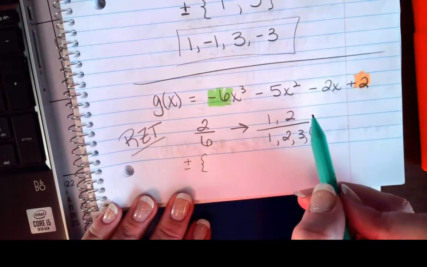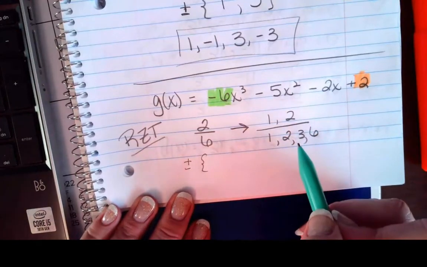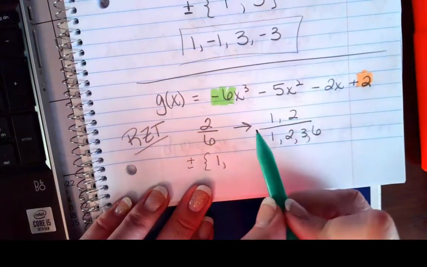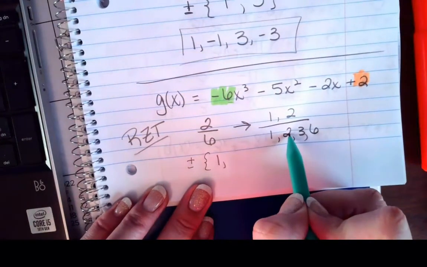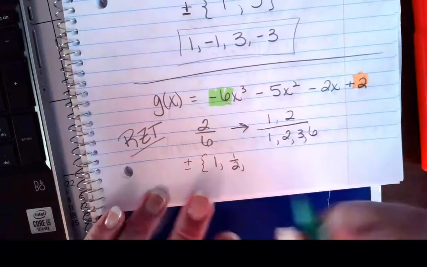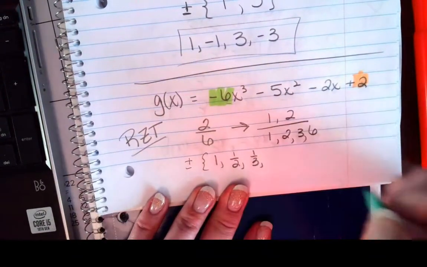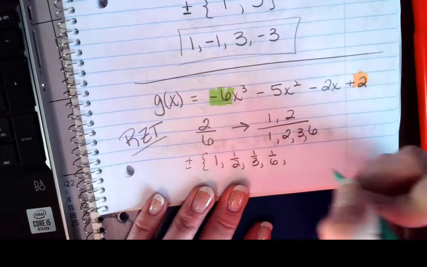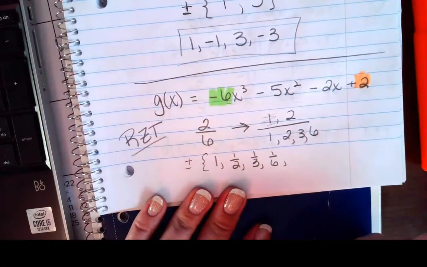Then the third one, if there was one, over everything on the bottom. So 1 over 1 is 1. 1 over 2 is 1/2. 1 over 3 is 1/3. 1 over 6 is 1/6. So now I'm done with him.